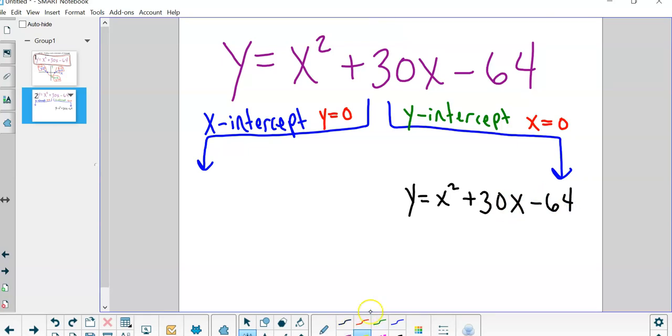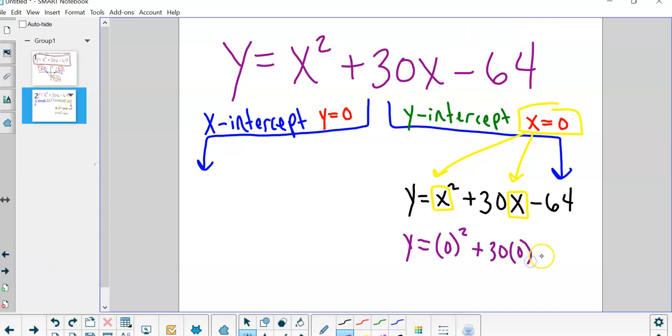I'm going to use this piece of information right here, x is equal to 0, and I'm going to plug in a 0 everywhere that there is an x. I'm going to figure out, by evaluating it, what the value of y is going to be equal to. Right? So I'm going to go ahead and do that. y is equal to, in this case, 0 squared plus 30 times 0 minus 64.